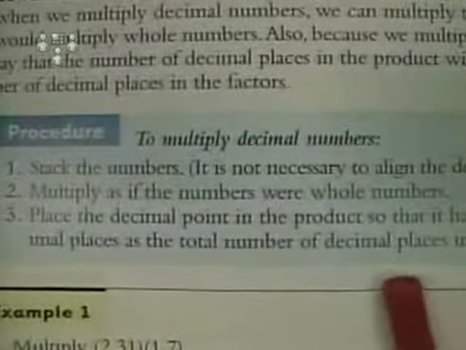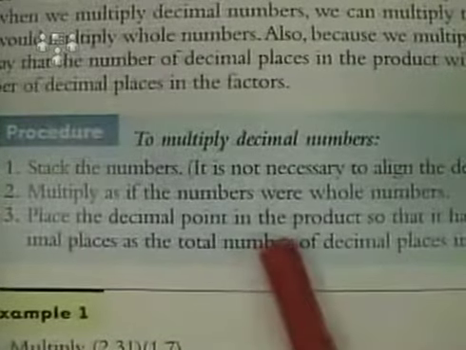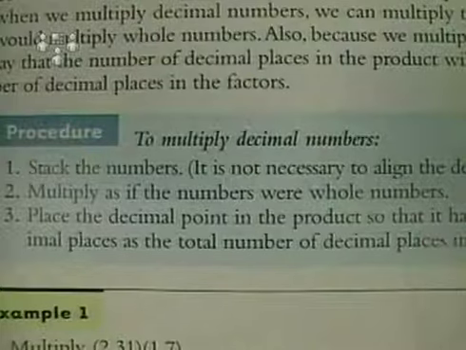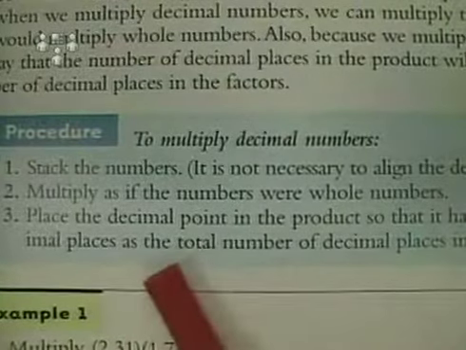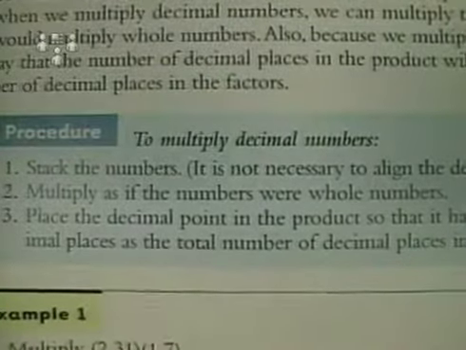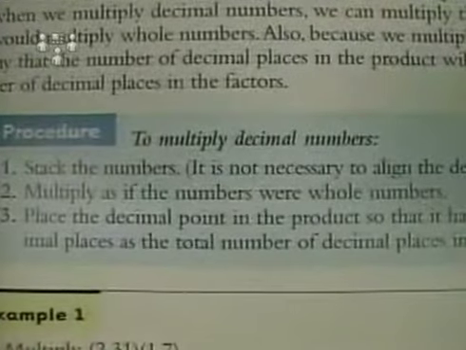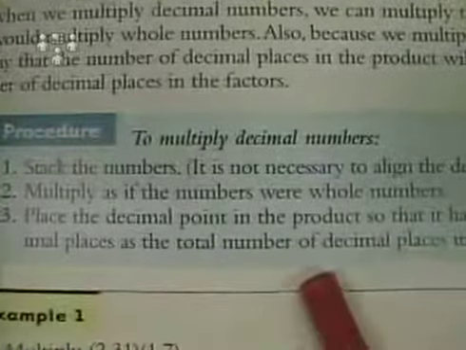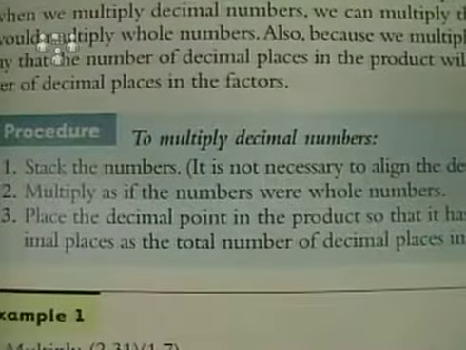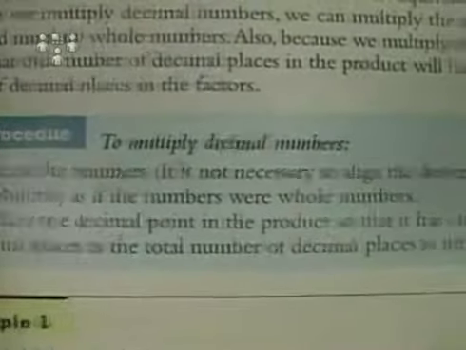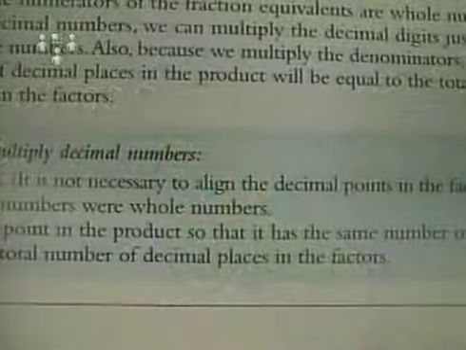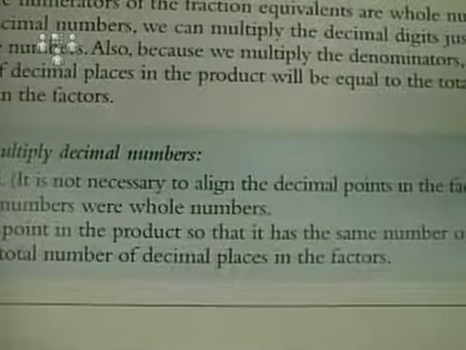Then this is the thing I've tried to do, and it's interesting. Place the decimal point in the product so that it has the same number of decimal places as the total number of decimal places in the original factors. That's the phrase. Now, that translates. Let's come back to that for a moment, Jennifer. And then I'm going to go back to the side. Leave that there for a moment.